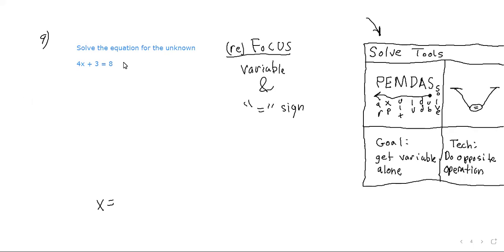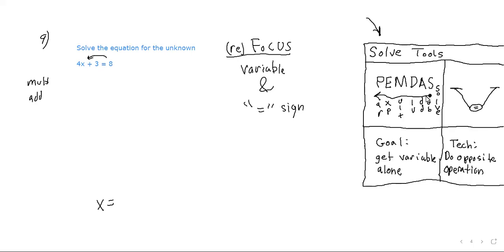All right, so looking at this, we're going to focus on the variable side of the equal sign. And we see that we have two math operations. We have a 4 next to the x, which indicates multiplication, right? And we have a plus, which indicates addition, right? So which one do we do first? We don't have to guess. We just go straight to PEMDAS. Remember, we're solving, so we're going to start on the right side and moving to the left, whatever operation we encounter, that's the one we do the opposite of first.